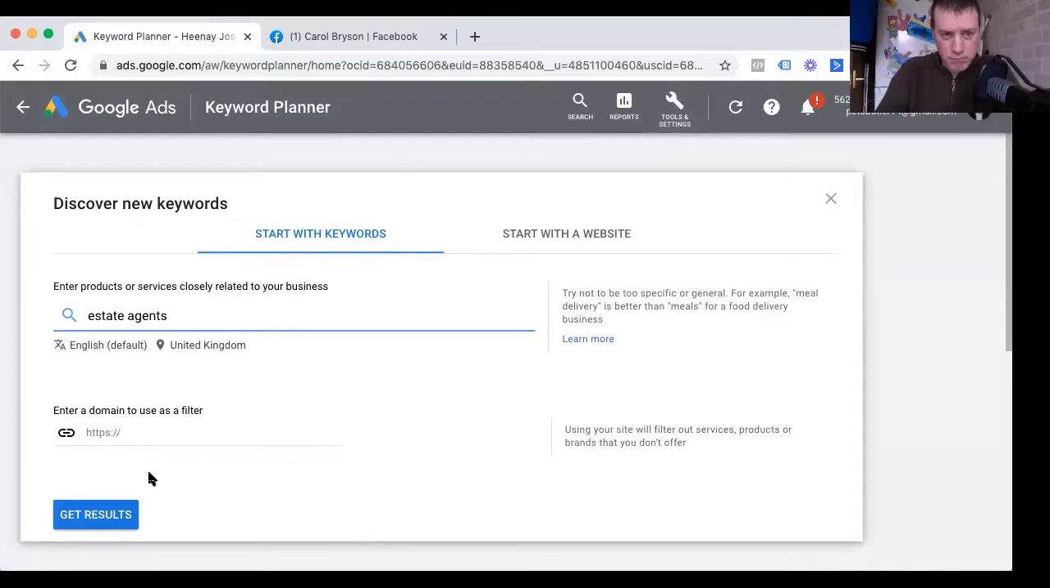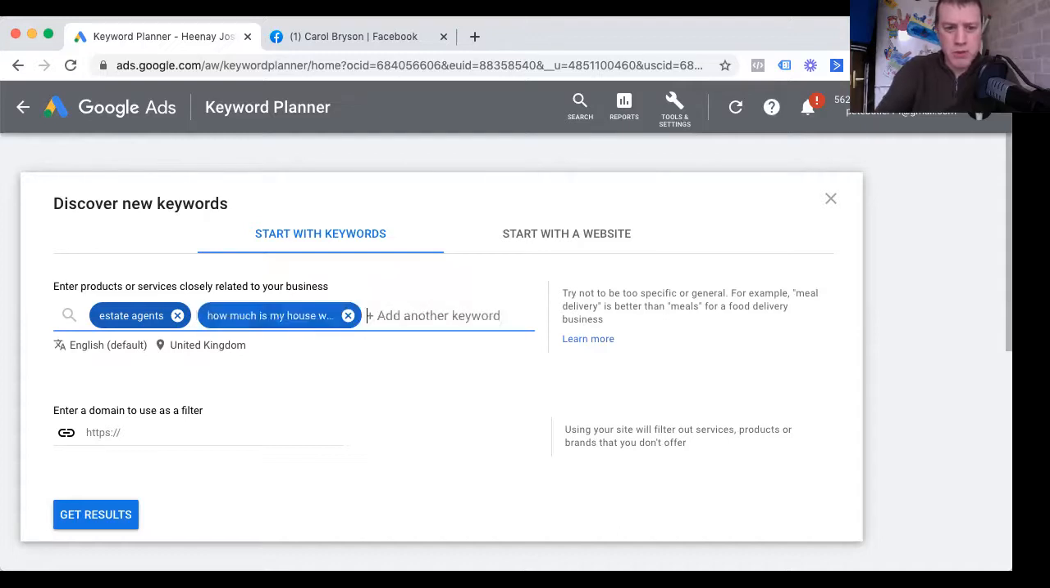So for estate agents, I'm just going to put in here "estate agents". I'm also going to type in "how much is my house worth", and that sort of thing. So two main keywords we want. We don't want sellers. We don't want houses for sale. This is all with the intention of getting instructions and getting stock. So we're going to ask Google now to discover new keywords.